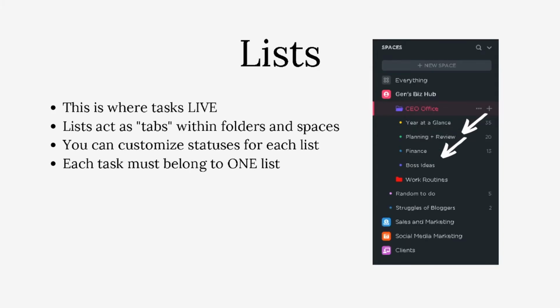So now within folders, we have lists. The folder that I have for Jen's Biz Hub space is CEO Office. Within my folder, CEO Office, I have Year at a Glance, Planning and Review, Finance, and Boss Ideas. This is where tasks live. Tasks live within lists, okay? Lists act as tabs within folders and spaces, like I showed you. You can customize statuses for each list, and each task must belong to one list.